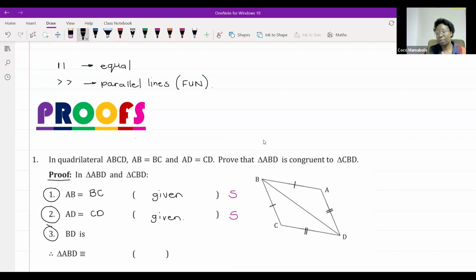Okay. Then we're going to go to the last reason here. BD is what? BD comes out in both. So BD is common. Right. And that is also a side. Then we can say, therefore, triangle ABD, and I want you guys to note the symbol for congruence. That is the symbol, 3 lines, is congruent to triangle CBD, and our reason for congruence is side, side, side.